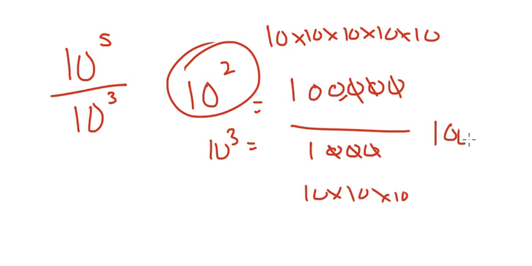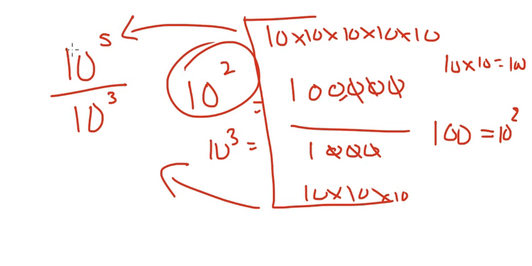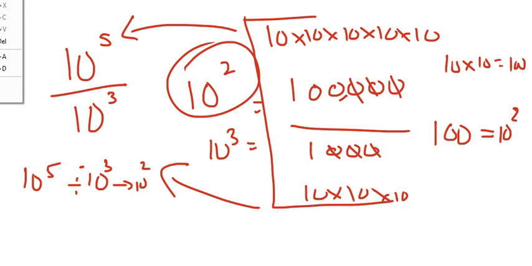And what do you think another way of writing 100 is? 10 to the second, right? Because 10 times 10 is 100. So this really proves what we're saying over here. This half of the paper proves this half of the paper right here. So that's why when we have 10 to the 5 divided by 10 to the 3, we subtract the exponents, and the base stays the same. Okay, so kicking that dead horse a little bit, but that's how we do that.